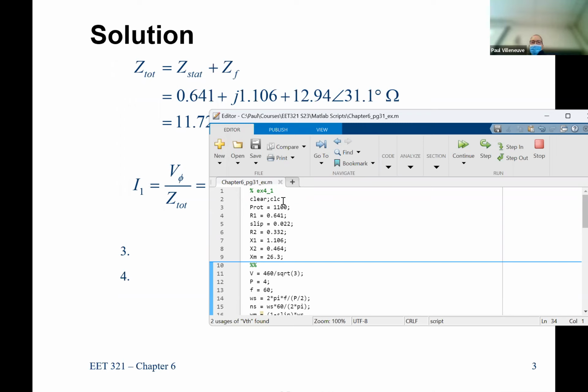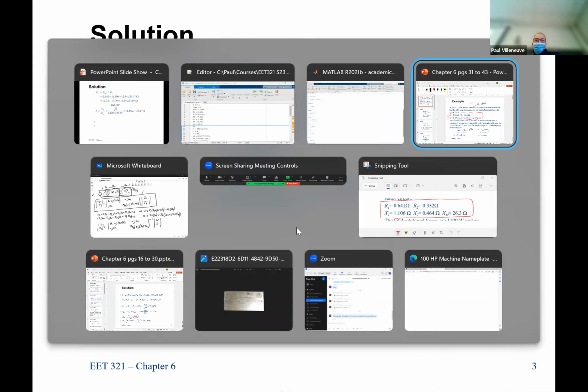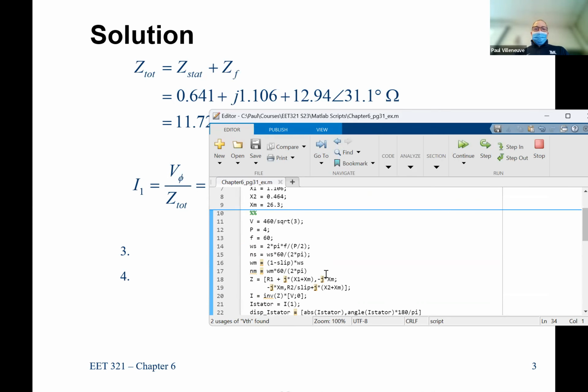So every time you see this, you've got to know that Paul's not just playing smoke and mirrors, because this clears all the variables. When I ran it with the correct slip of 2.2%, I ended up getting that current. And all I had to do was enter the matrix. There's a little bit of setup, but I feel like this is less stressful than looking at the circuit and doing a parallel combination, then a series combination, then another series combination. No, I don't need to do that. I can just do brute force. Up to you, your choice if you want to do it that way.